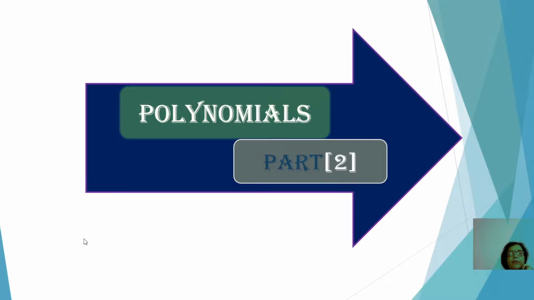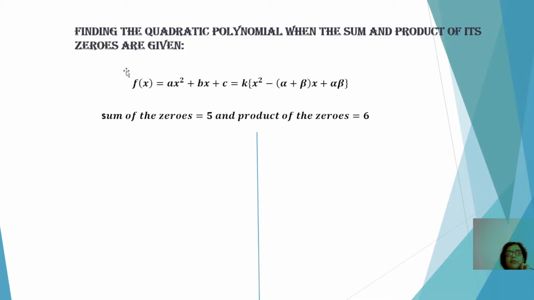Today we'll be unraveling some more mysteries pertaining to quadratic polynomials. Now, the first one over here is finding the quadratic polynomial when the sum and product of its zeros are given. That means we have to determine a quadratic polynomial where the sum of the zeros is 5 and the product of the zeros is 6.